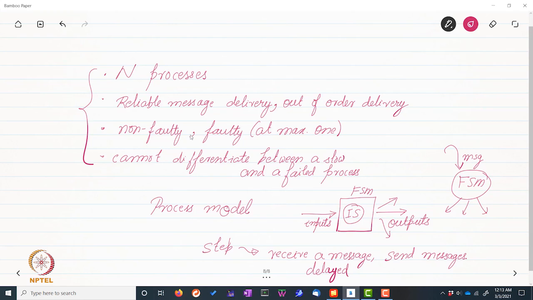To take steps basically means either receiving a message or sending a message. Receiving a message automatically includes processing it and changing the internal state. That's the reason I'm not talking about changing the internal state as a separate step. But essentially the step is receiving a message from the network from some other node and sending messages. Both of these things might get delayed. That's the reason a node may appear to be unresponsive to the rest of the system.